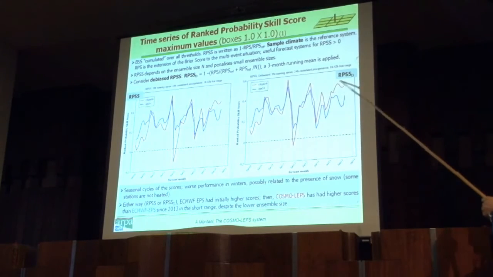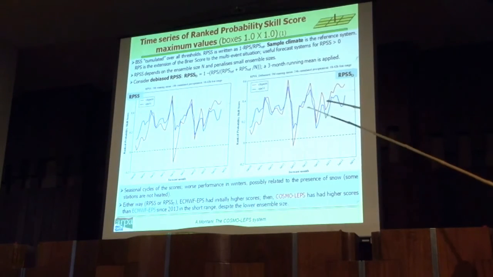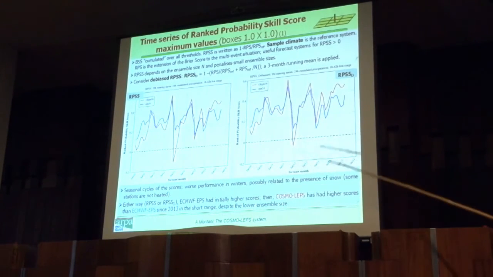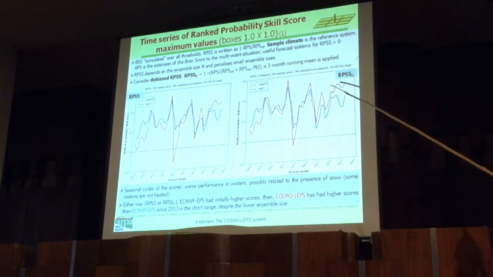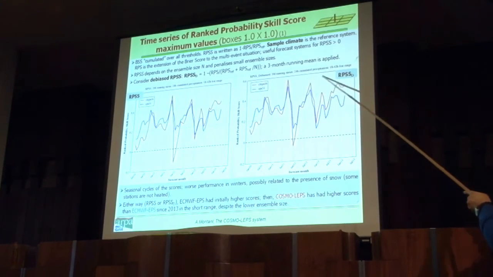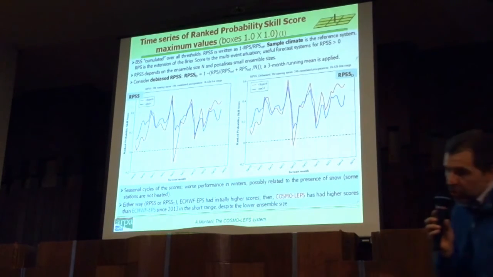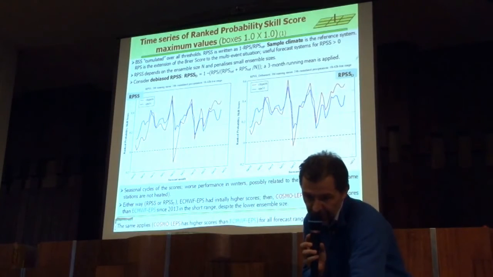So we can say that there is actually an added value for the prediction of a 24-hour cumulative precipitation. This is in the short range, between day 1 and day 2. This is in a way confirmed also for other scores and also for other forecast ranges.